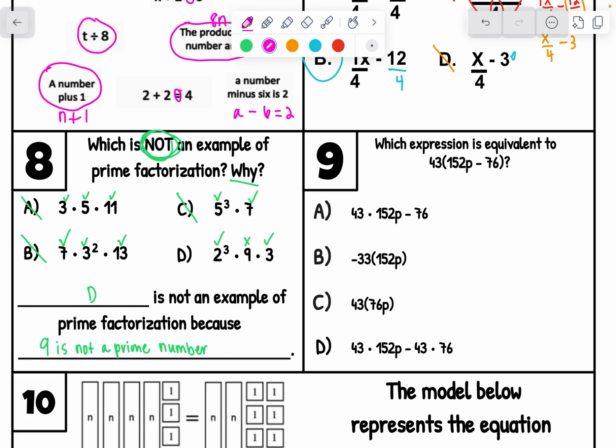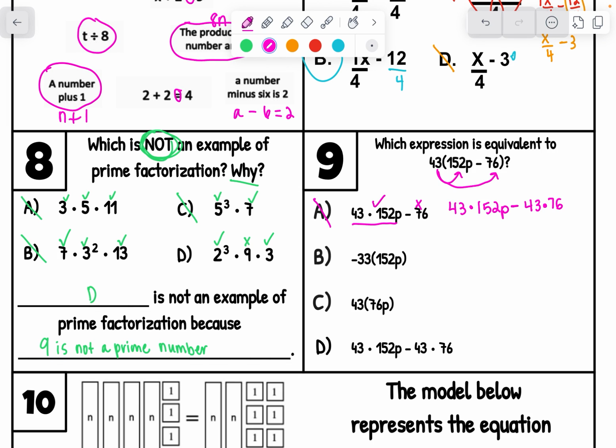Okay. Next one. We kind of saw one like this in our expressions worksheet. Hopefully, again, the alarm bells are ringing. Then I'm taking 43 and I'm distributing it to everything that's on the inside. So it looks like 43 times 152p minus 43 times 76. I'm looking. This one did the first distribution right, but it forgot to distribute to 76.